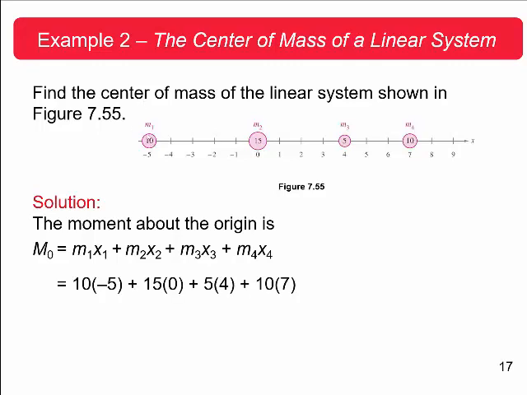So look here, this has mass 10, its x value is minus 5. This has mass 15, its x value is 0. This is mass 5, its x value is 4. This is mass 10, its x value is 7. So just multiplying here and summing, the moment about the origin here, that M sub 0, is equal to 40.